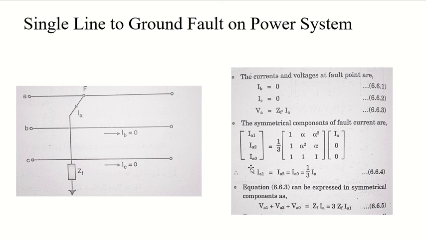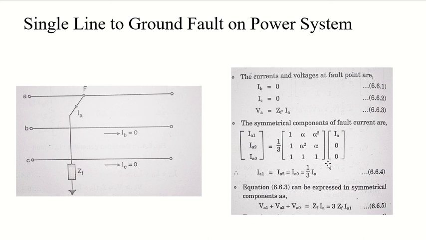When you do the math, you will find that Ia1, Ia2, and Ia0 will be equal, and all three of them will be one third of Ia, which means my Ia is getting divided, not exactly divided, but you can say it is getting divided into three parts, Ia1, Ia2, and Ia0, the positive, negative, and zero sequence.